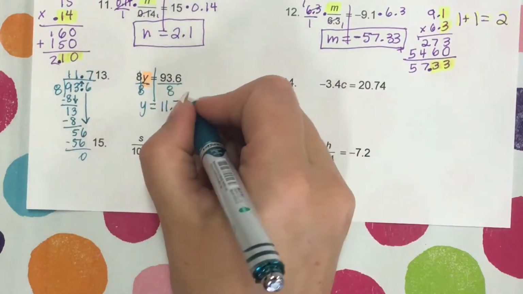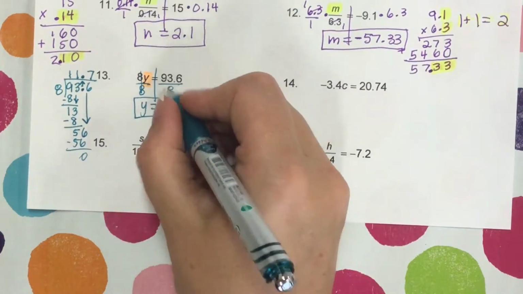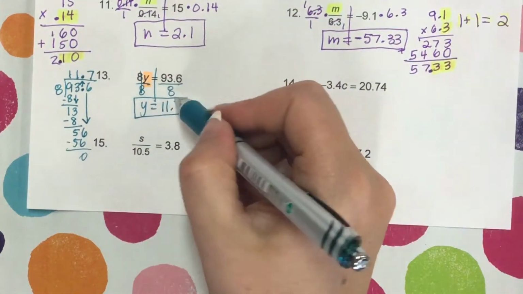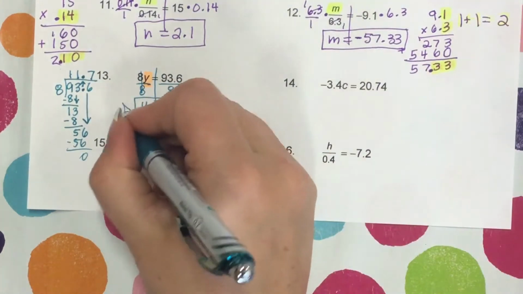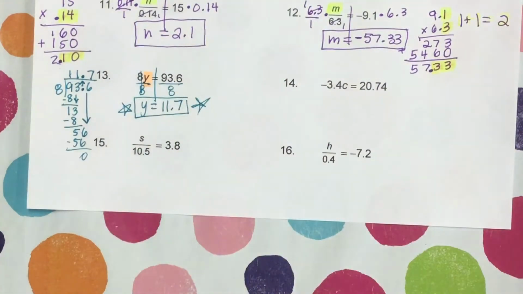11.7 is our answer, and that's what y equals. Both of the numbers here are positive, so we don't need to worry about the positives or negatives, so we're good. Boom, there's our answer. I hope you got that one right. All right, on to 14.